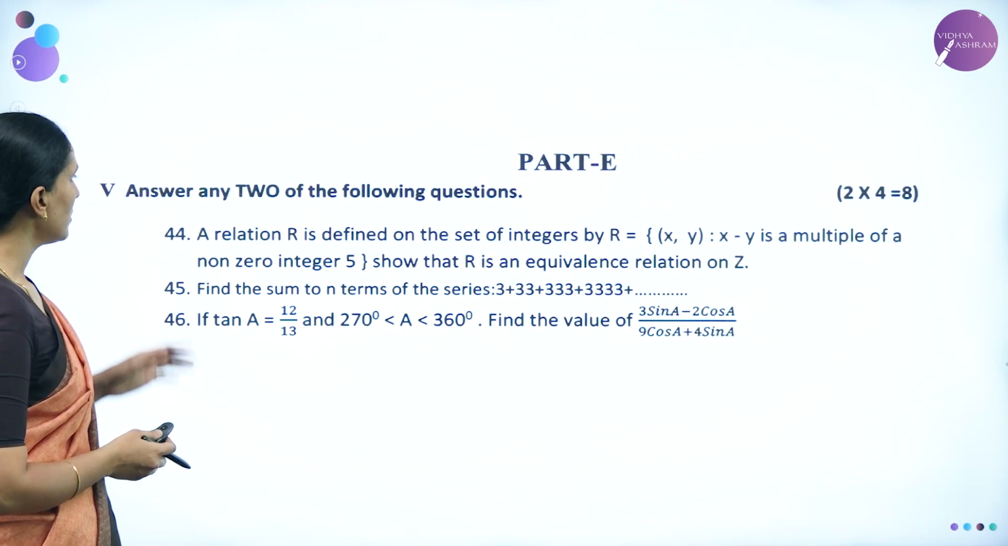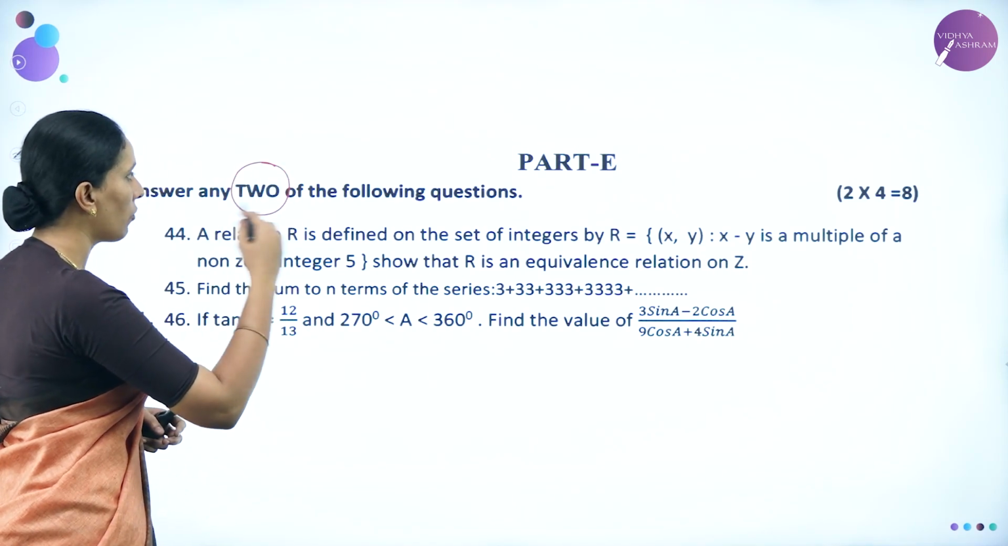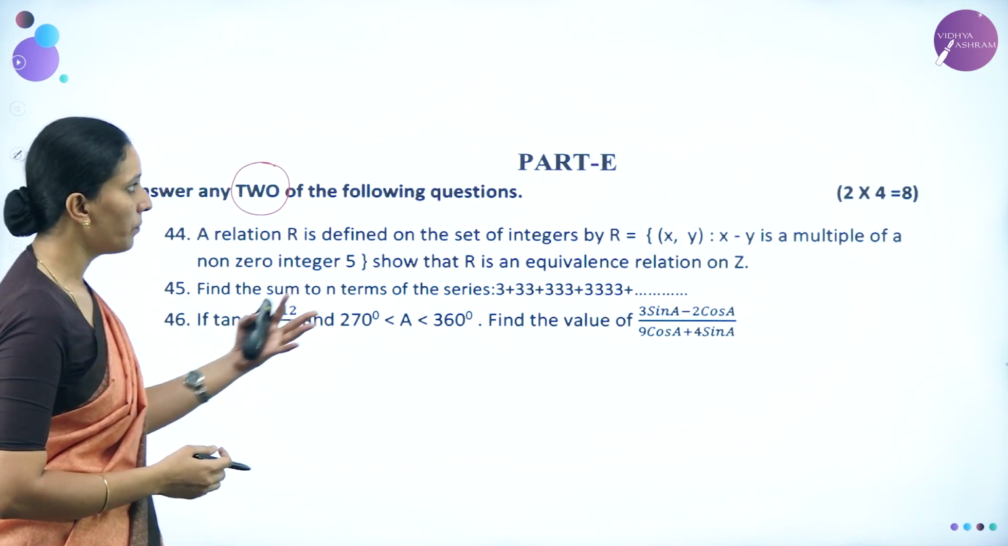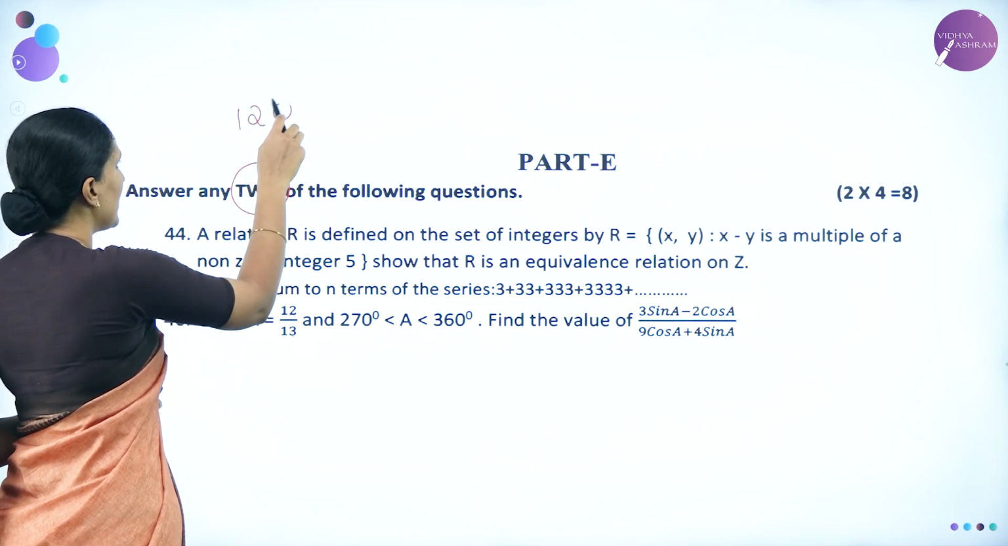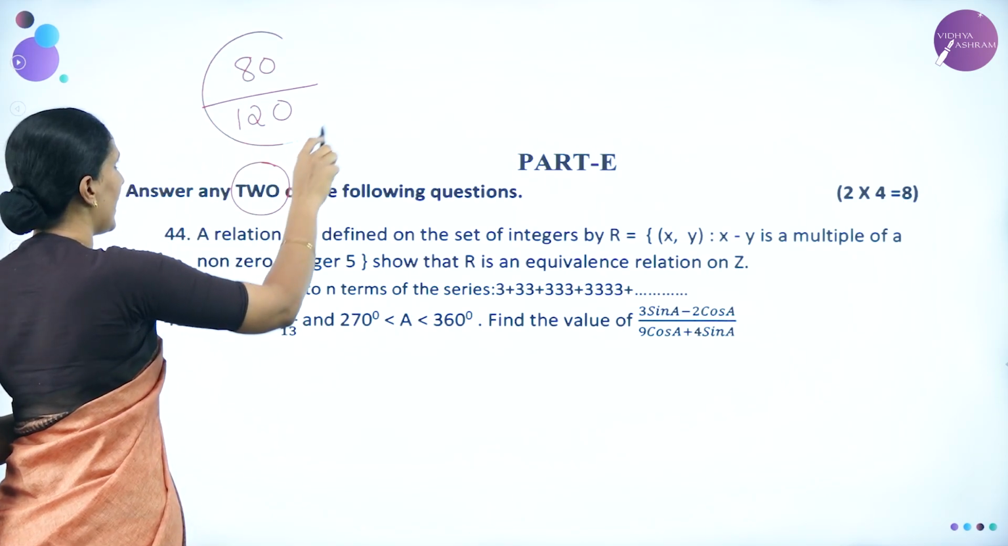The last section is a 4 mark section. You are supposed to answer any 2 out of these questions. So you will be having 3 questions. Choose any 2 and that gives 8. Next, the overall question paper is set for 120 marks. The maximum you can score is 80.